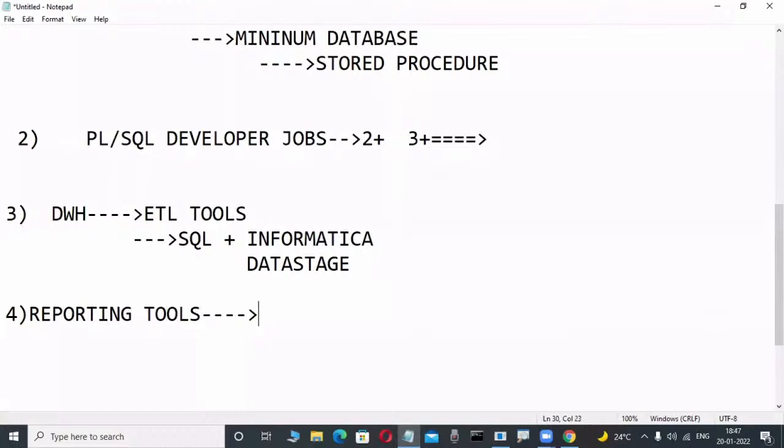In Oracle, there are BOS and OBI. Nowadays there are also tools like Tableau and QlikView. With these tools it is easy to get jobs, and only minimum basic SQL knowledge is required. Those persons also learn these courses.